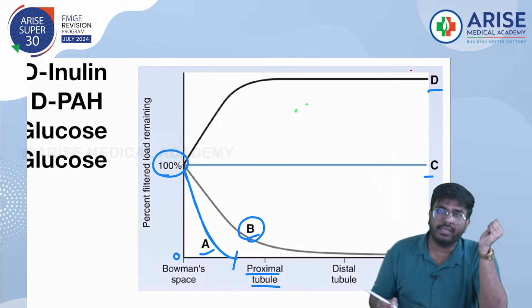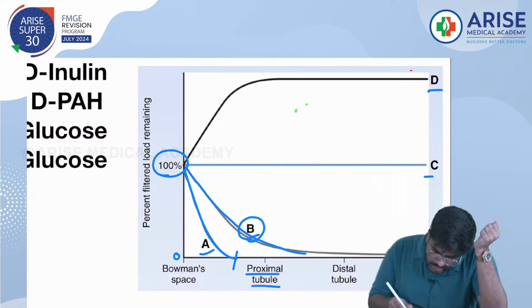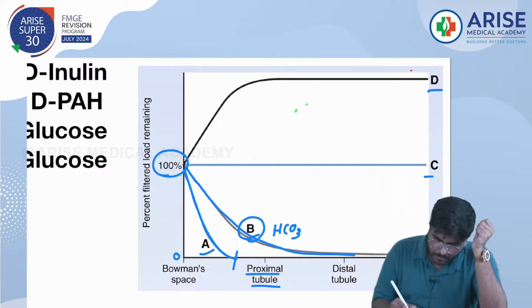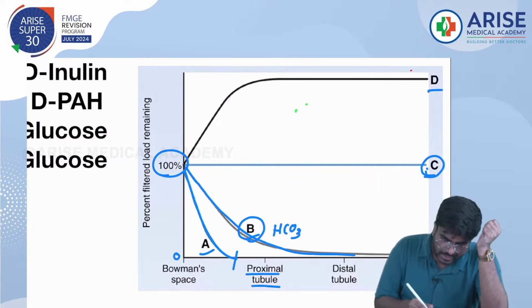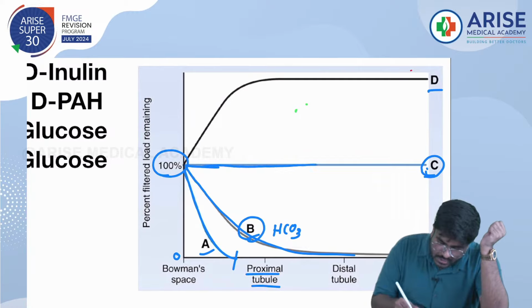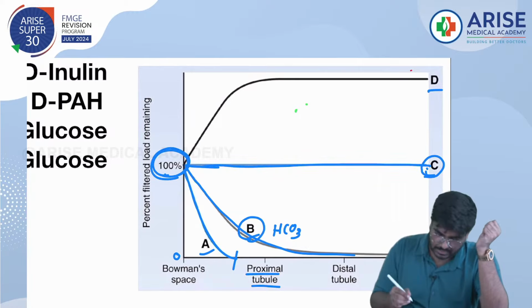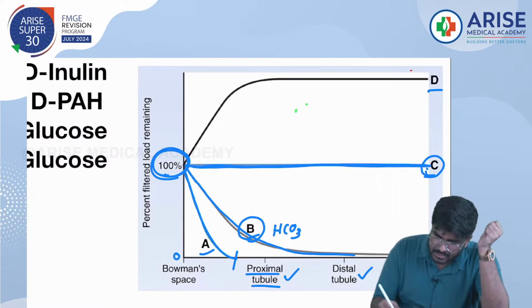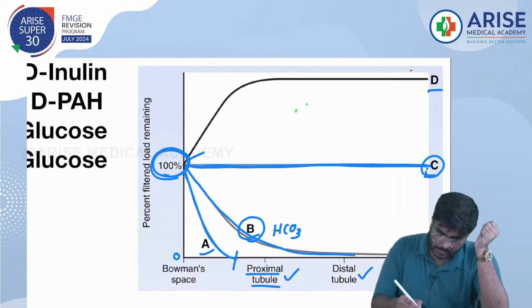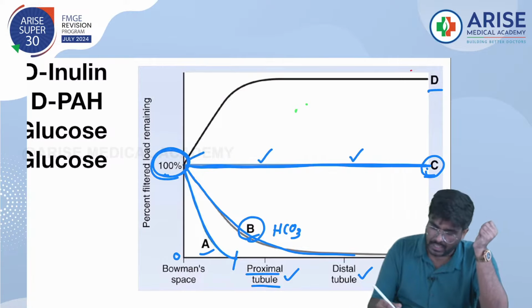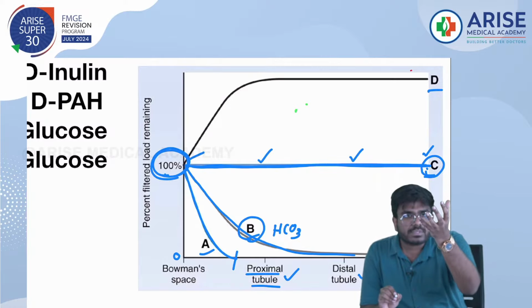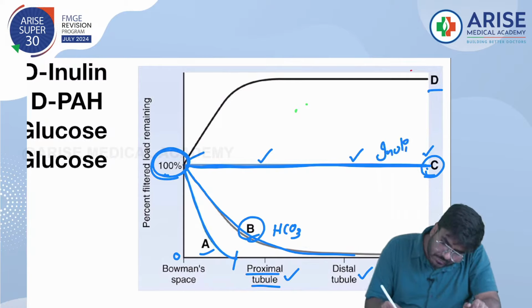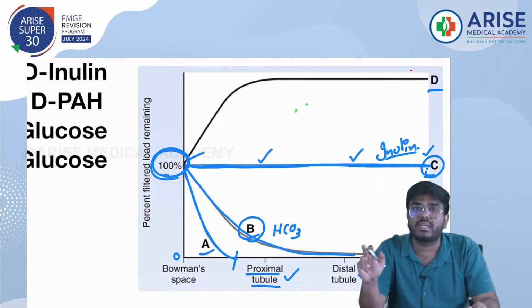Then there is substance B. Almost its concentration is also becoming 0. What is the substance? It's bicarbonate. There is substance C, which is 100% filtered, but its concentration is maintained constant in the proximal convoluted tubule, in the distal convoluted tubule, in the urine. It is still 100% in the PCT, 100% in the DCT, 100% in the urine, which means the substance is freely filtered but never reabsorbed. What is the substance? Inulin. Inulin is freely filtered but not reabsorbed.